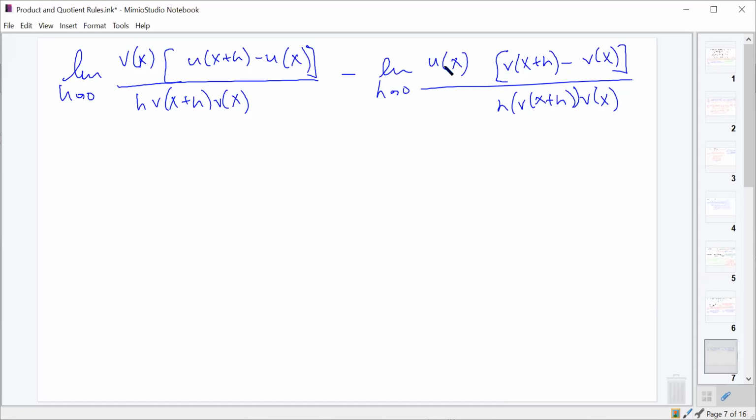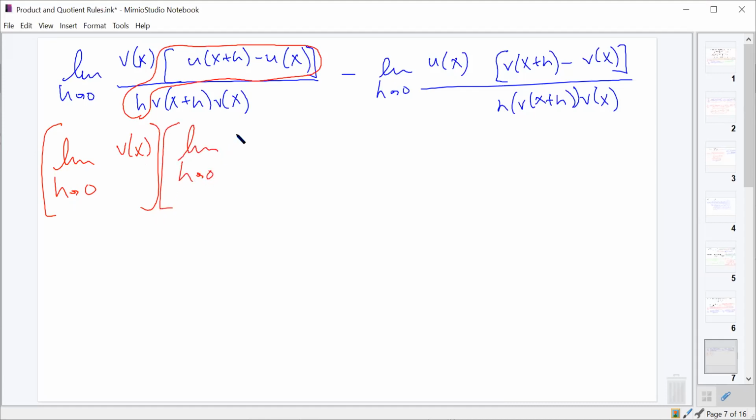Okay, so now what can we do? Separate the terms so that you get a limit of the difference quotient. All right, so we should be able to get this limit of the difference quotient right here, and then times all of the rest of it. So this is the limit as h approaches 0 of v of x. And then we've got the limit as h approaches 0 of u of x plus h minus u of x all over h.